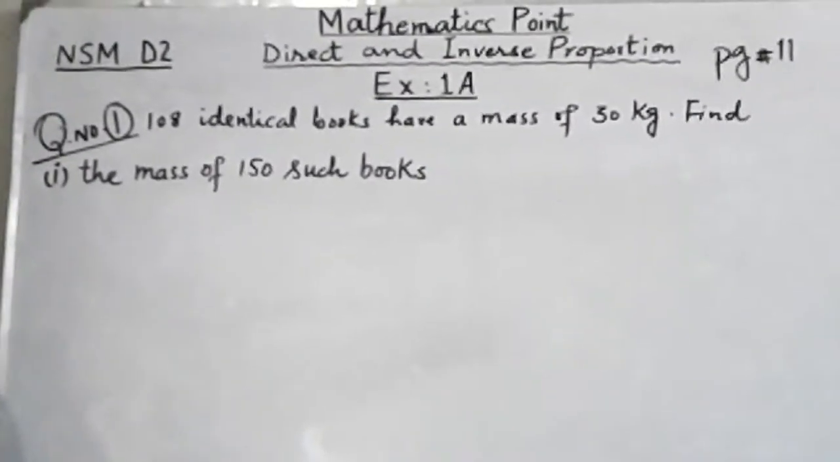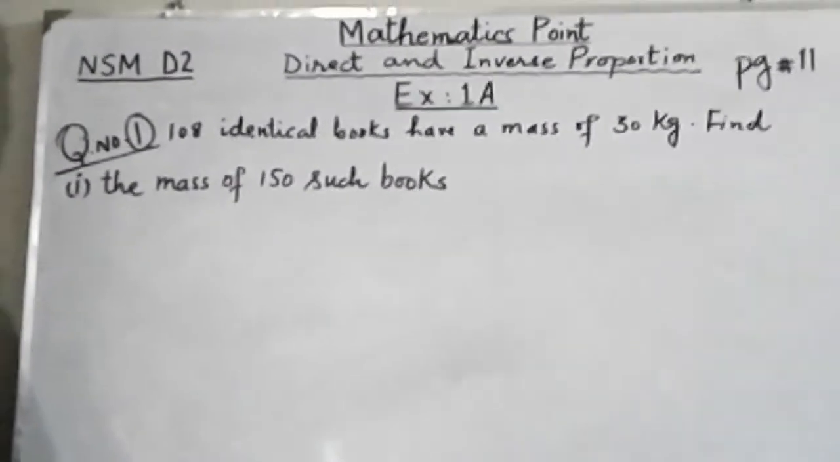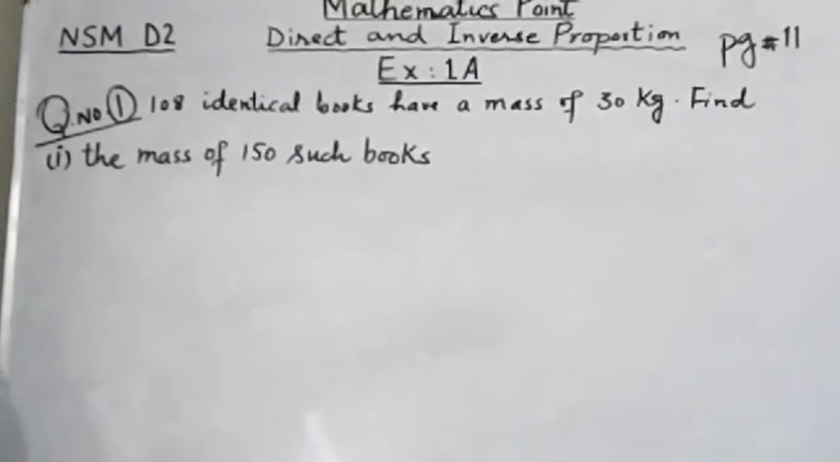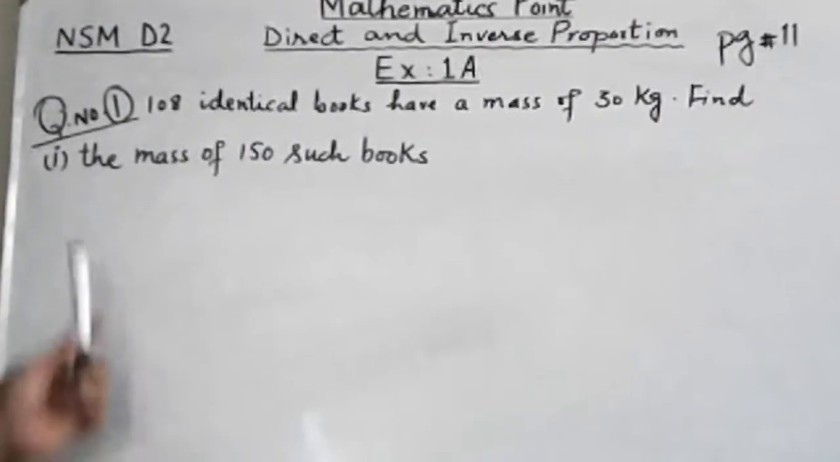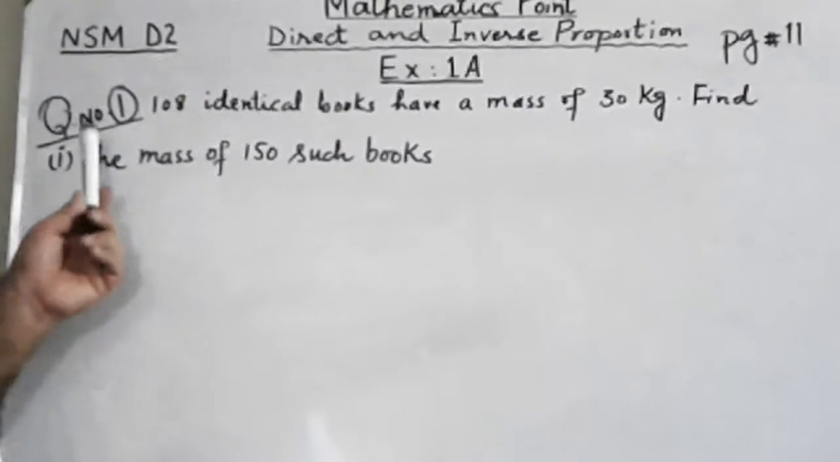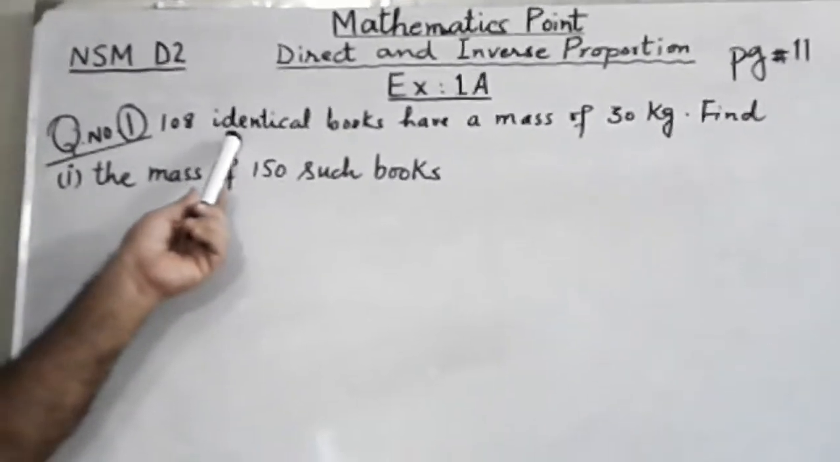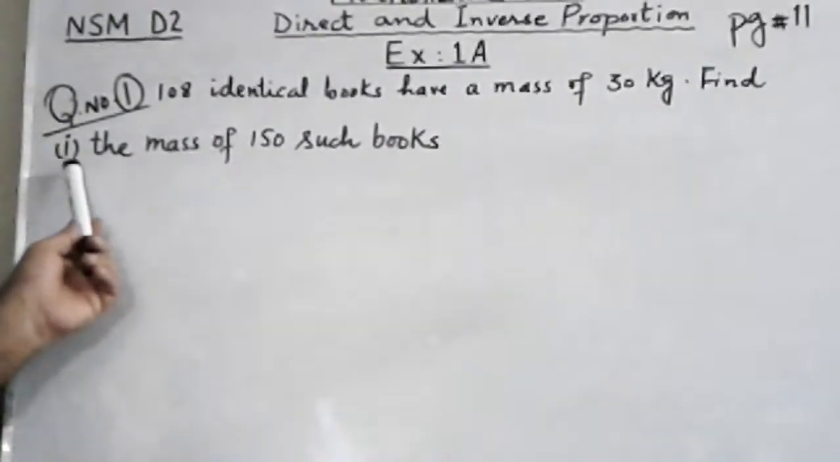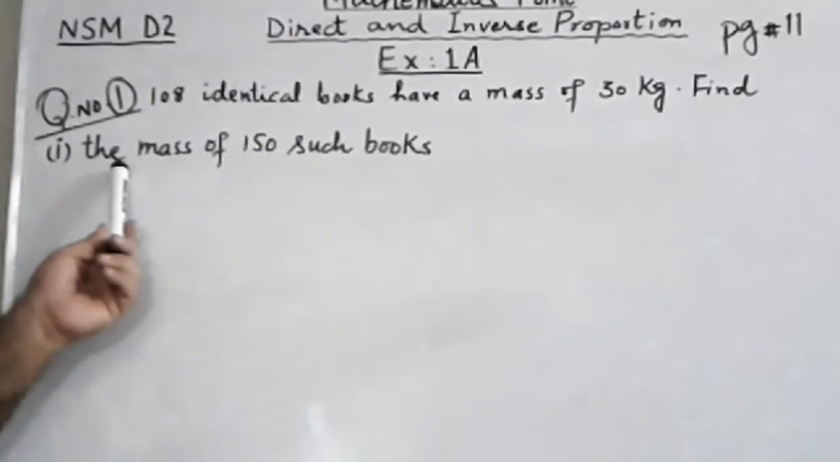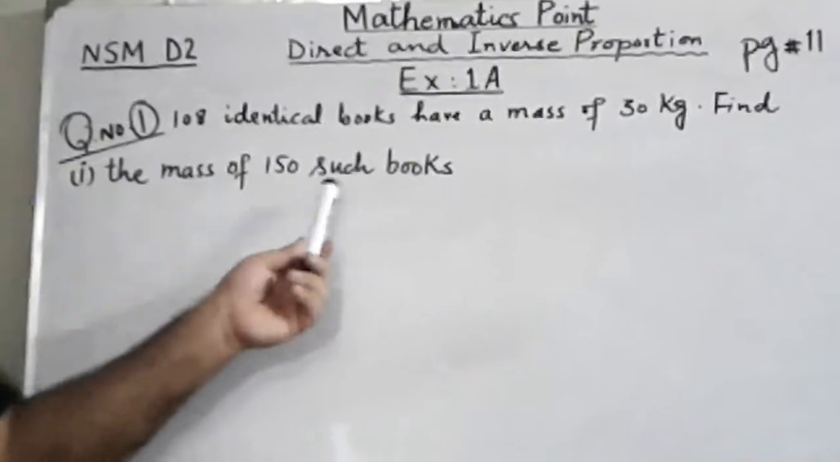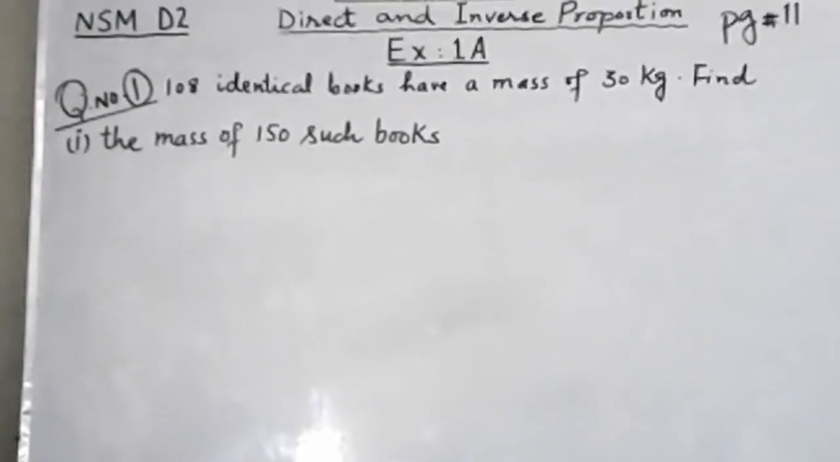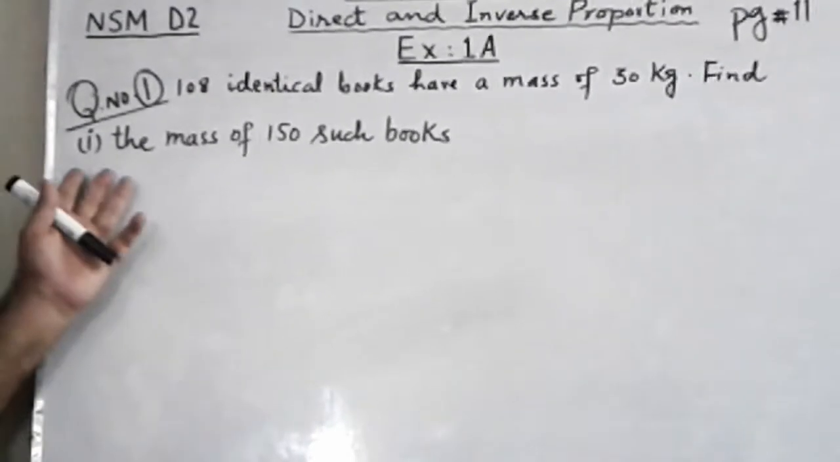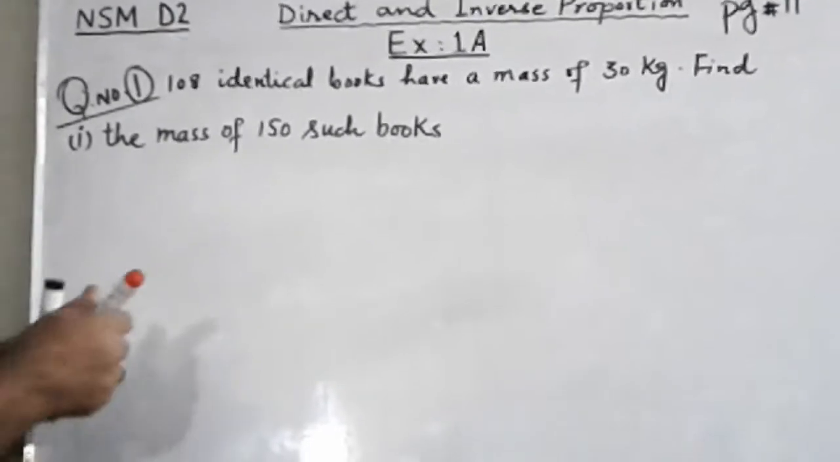Today we are going to start the new syllabus Mathematics D2 and solve question number 1 of Exercise 1A. So students, in question number 1, the statement is given: 108 identical books have a mass of 30 kg. In part 1 we have to find the mass of 150 such books. Yes students, we are going to solve this question.